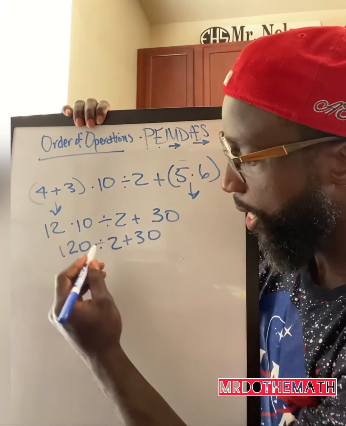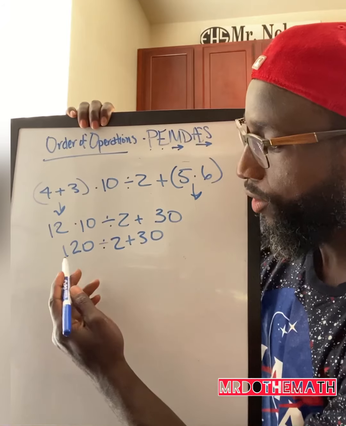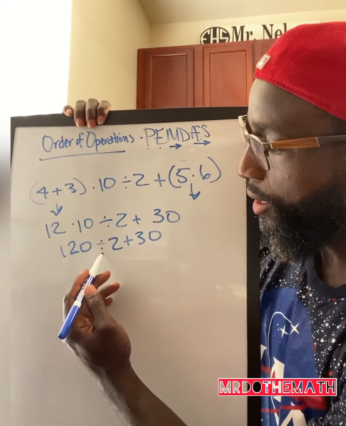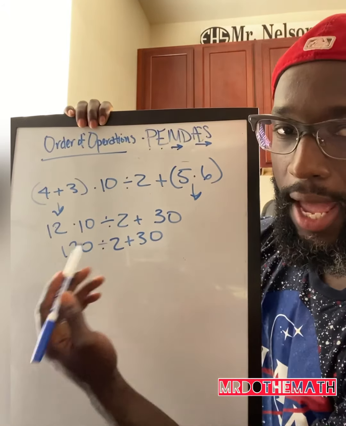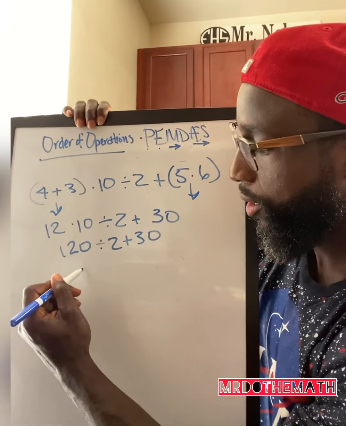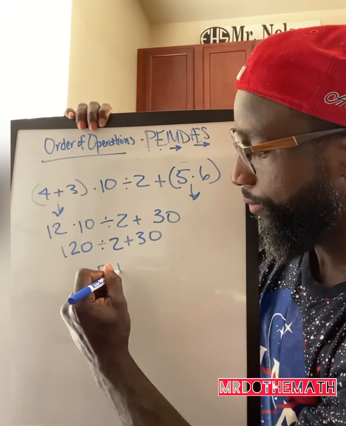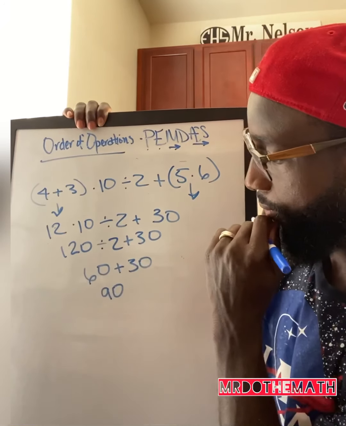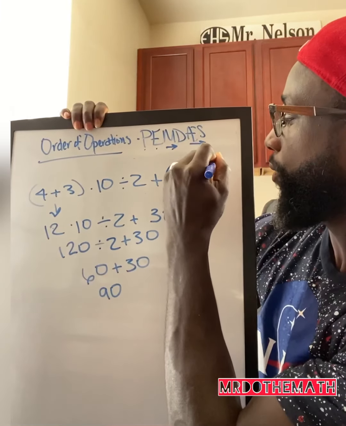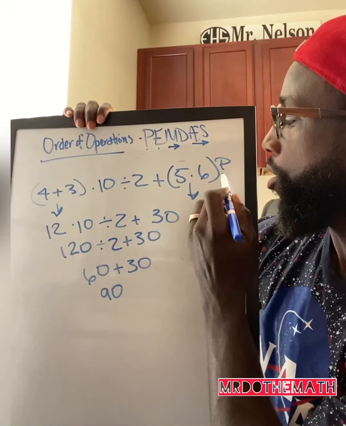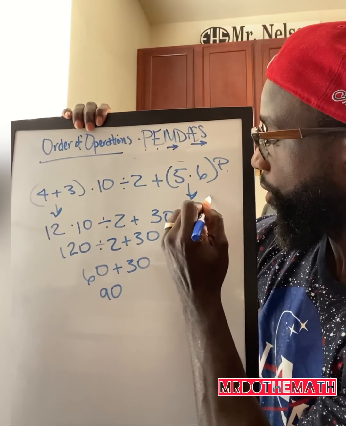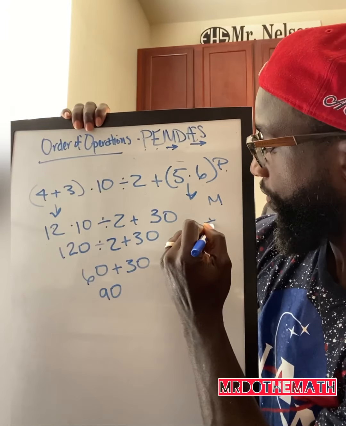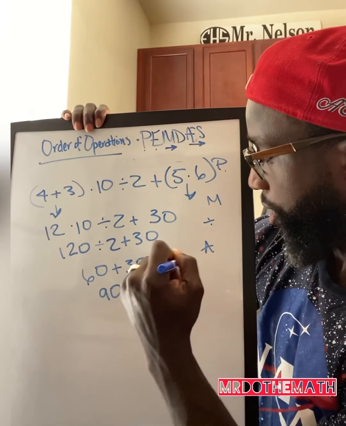Right? So we multiply. The next thing is to divide. So if we divide 120 by 2, half of 120 is going to be 60, I believe. 60 plus 30, 90. Okay? So again, we did parentheses. That was our order. Let's review. Our order was parentheses, multiplication, division, addition.